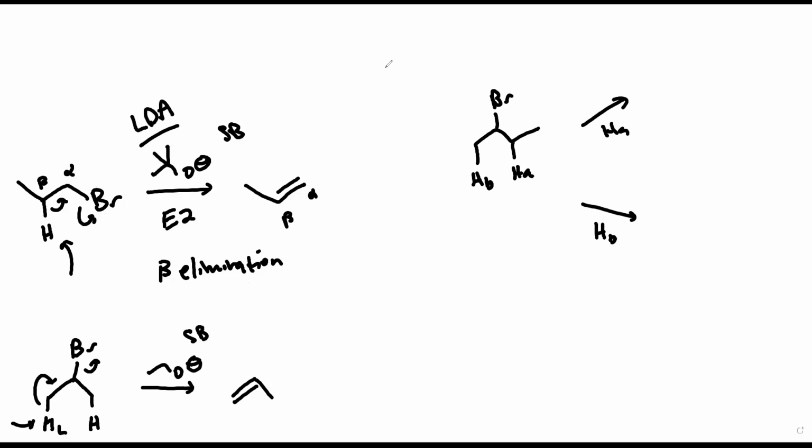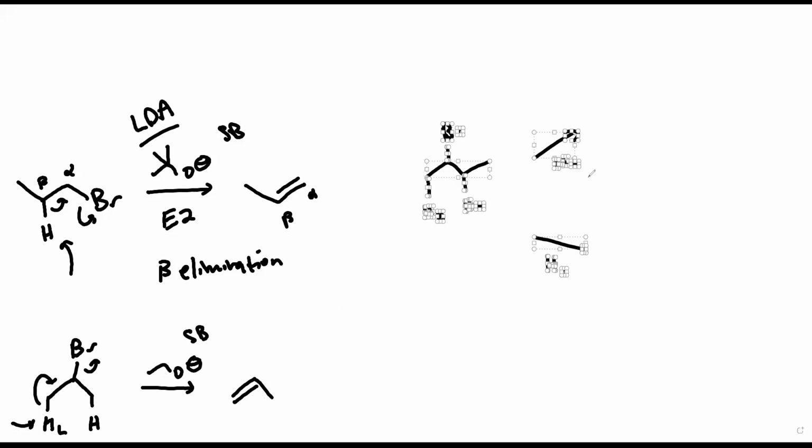Is there any way that I can inspire some selectivity here? Can I get a base to attack one over the other? And the answer is yeah. For HA, the more substituted, use a small base. So we'll call this the SSB, the small base. Get out this alkene here. Technically, there are 2 hydrogens here, so we'll talk about this in a second.